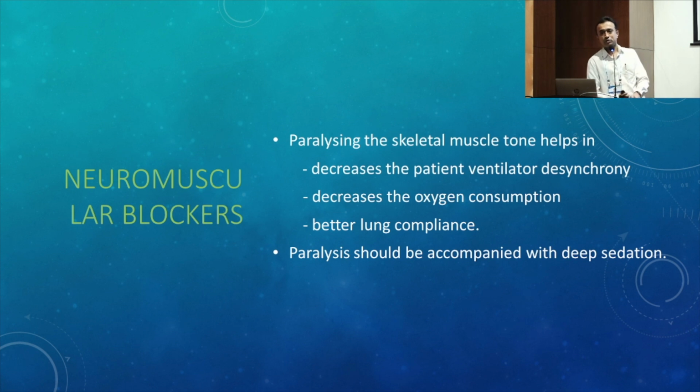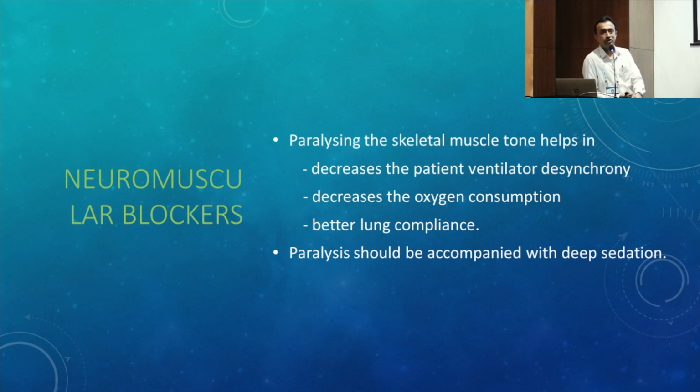Next, coming to the neuromuscular blockers. I'll go to the evidence. It recommended that there was a mortality benefit when neuromuscular blockers were used. But what is the physiology, or what was the rationale? Why did they study neuromuscular blockers?